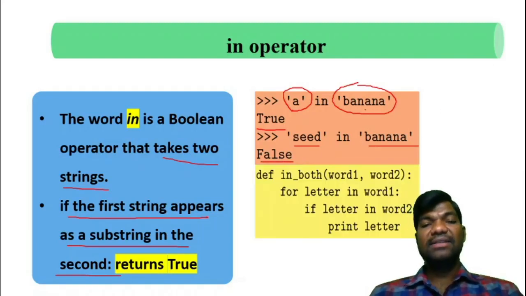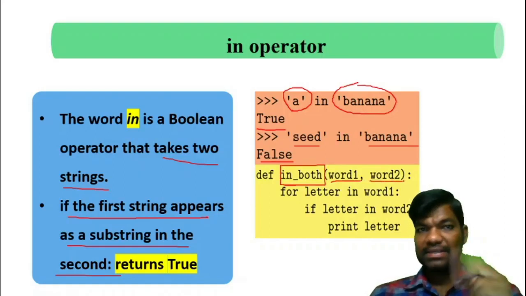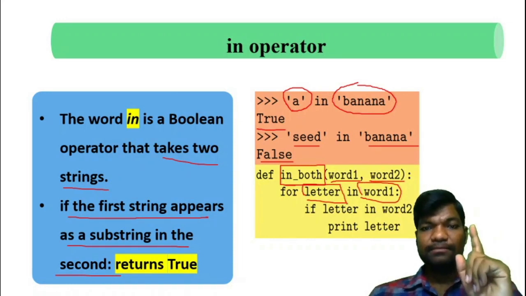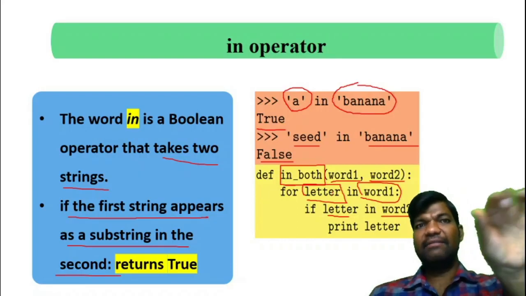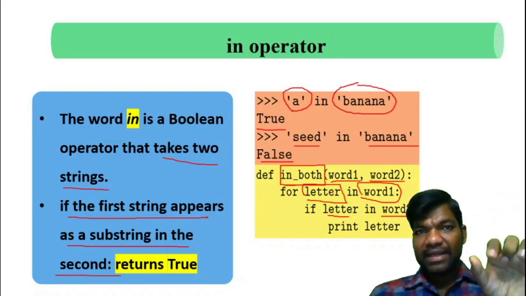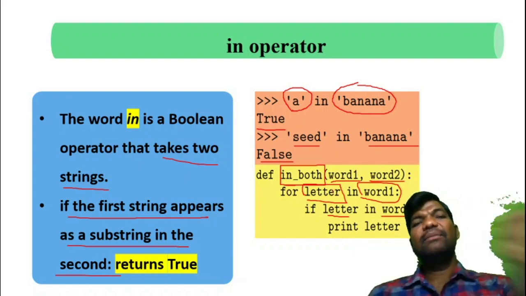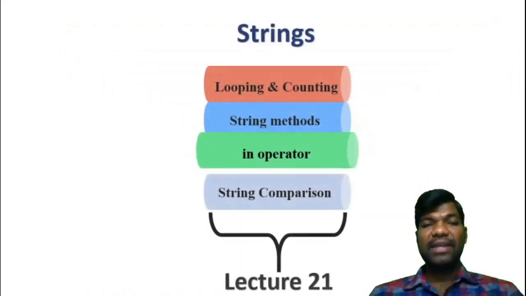Right? Check another example. This is the function in_both, with word 1 and word 2. Here we are considering two words. Right? For letter in word 1, if I am taking one letter from word 1, if the same letter appears in word 2, right? So it will print the letter, otherwise nothing, right? That's the concept of the in operator.